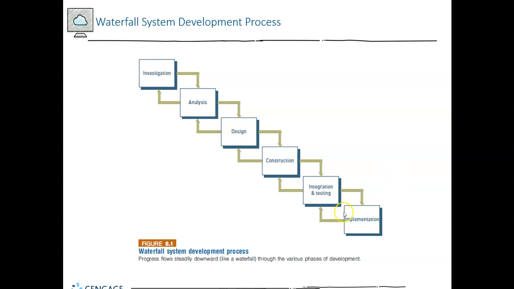Now, you'll notice this has lines that go back as well as forward, and that's because hardly anybody ever does waterfall. It even says it here, progress flows steadily downward like a waterfall through the various phases of it. But it doesn't talk about this arrow that goes back. And it is possible to go back, but then you're not strictly doing waterfall. So you're doing some kind of slightly modified waterfall.